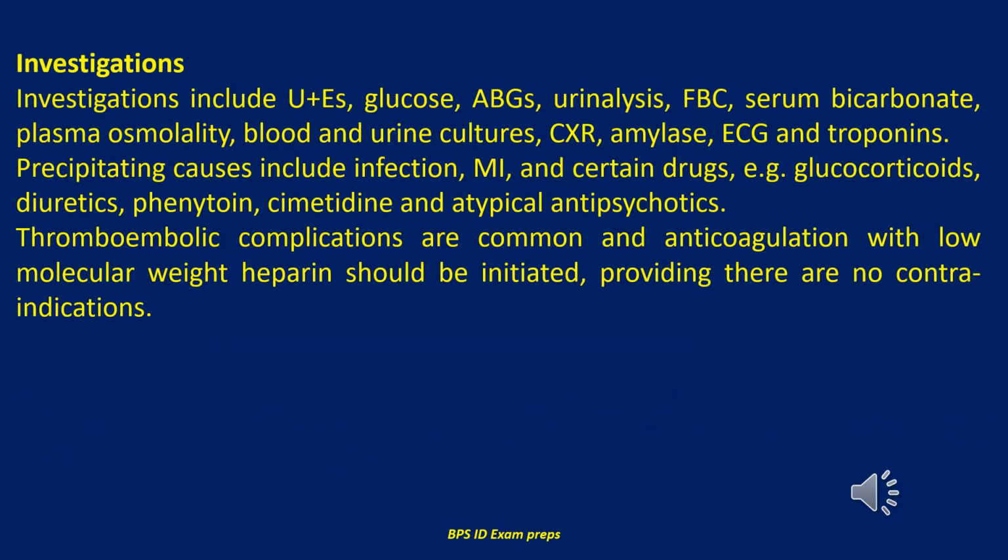Regarding investigations, these include urea plus electrolytes, glucose, ABGs, urinalysis, full blood count, serum bicarbonate, plasma osmolality, blood and urine cultures, chest X-ray, amylase, ECG and troponins. Precipitating causes include infection, MI, and certain drugs, e.g. glucocorticoids, diuretics, phenytoin, cimetidine and atypical antipsychotics. Thromboembolic complications are common and anticoagulation with low molecular weight heparin should be initiated, providing there are no contraindications.